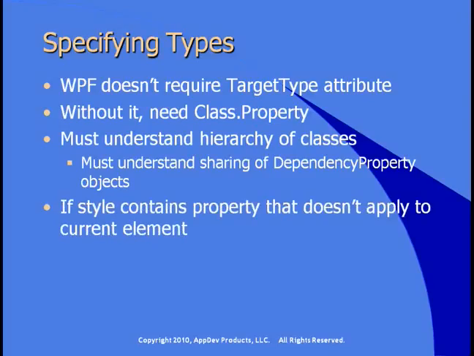If a style contains a property that doesn't apply to the current element, WPF simply disregards that property setting. There's nothing keeping you from having a setter element that specifies that the current setting applies only to, for example, button.foreground, and therefore it will apply to that particular class and property. And if a style contains such a setting that doesn't apply to the current element, WPF simply disregards it. Let's look at an example that uses this feature in WPF.